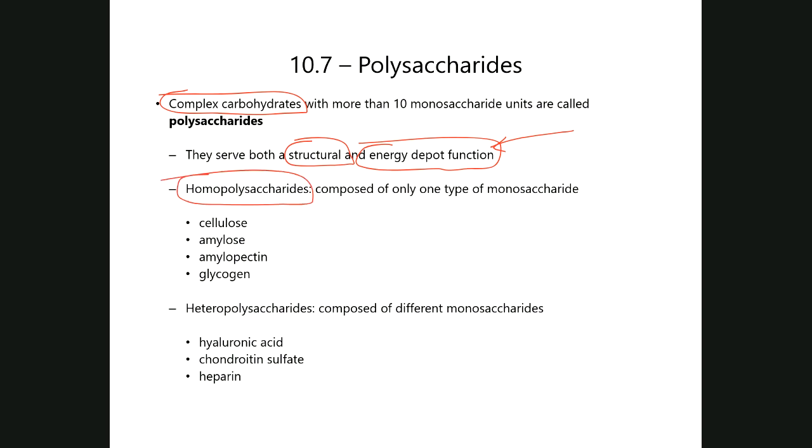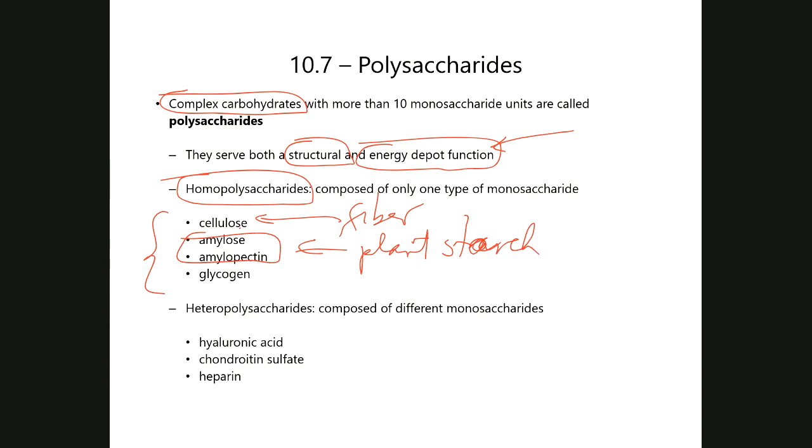Homopolysaccharides are composed of only one monosaccharide that repeats again and again, the same one, nothing else. The ones that are important that we're going to discuss: cellulose, which is dietary fiber; amylose and amylopectin, which is plant starch. It's a mixture of two things: starch, and then glycogen, which is technically called animal, in quotations, starch. It has similarities with the plant starches that we're going to talk about.